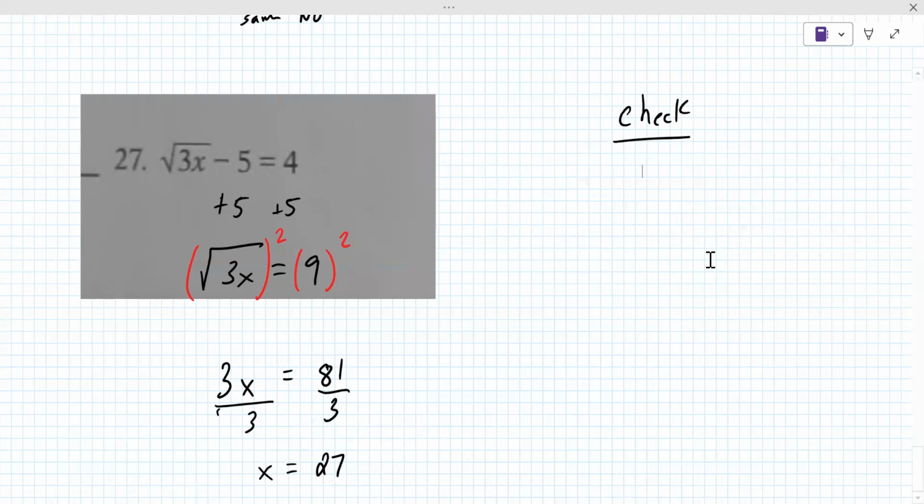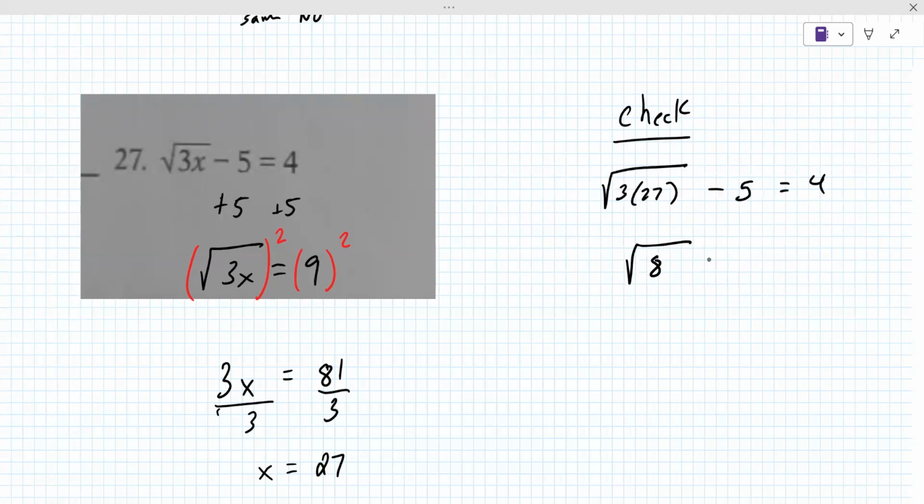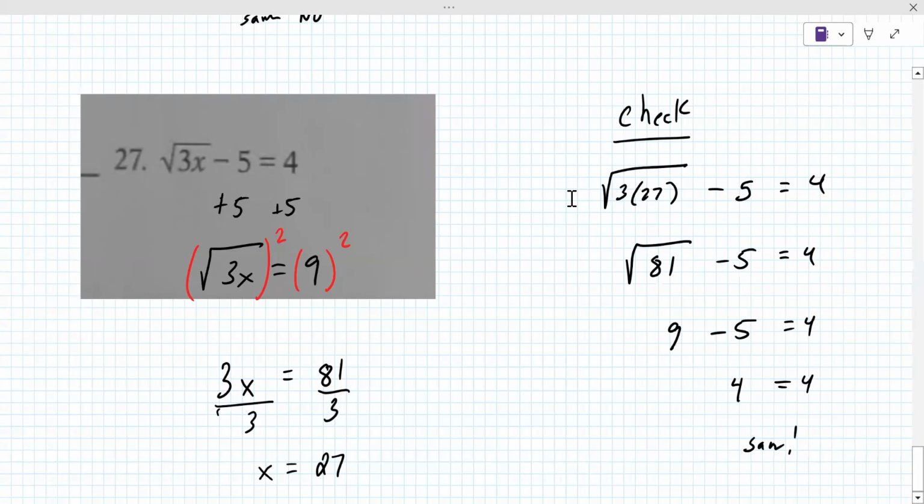Now the check is you take that x value and you put it in for x, and then you see if it works. So the square root of 3 times 27 is the square root of 81. The square root of 81 is 9. 9 minus 5 is 4, and these are the same, so it works out. Do we have to do more with this problem? No, that's it.